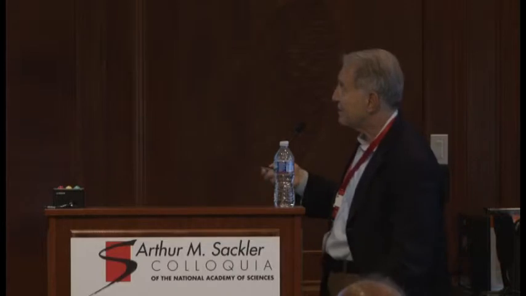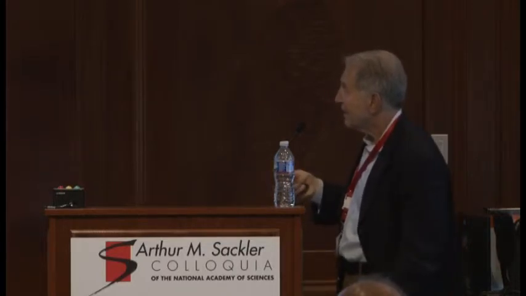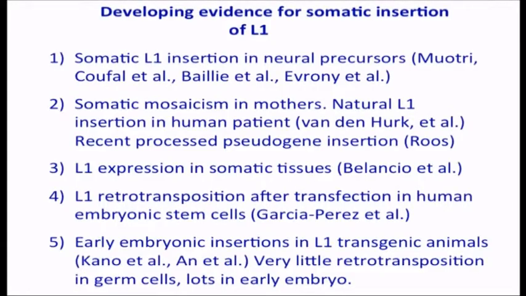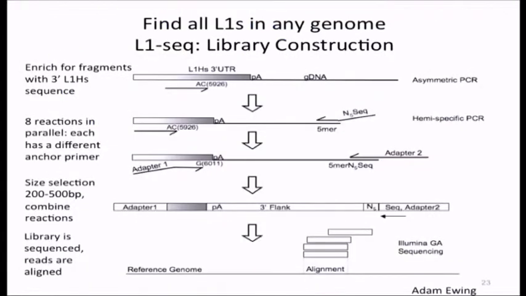There's been L1 expression found in somatic tissues. You can transfect embryonic stem cells or iPS cells and see L1 retrotransposition. We and others have made transgenic animals and shown early embryonic insertions, very interestingly, with very little retrotransposition in germ cells, but lots in the early embryo, as though there's even more going on in the soma than in the germline.